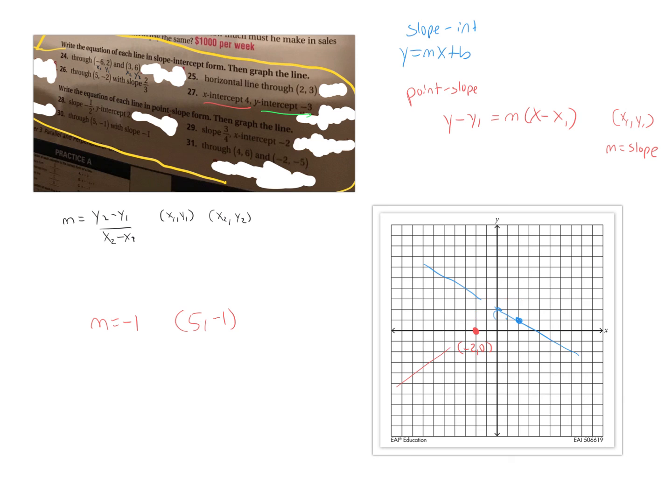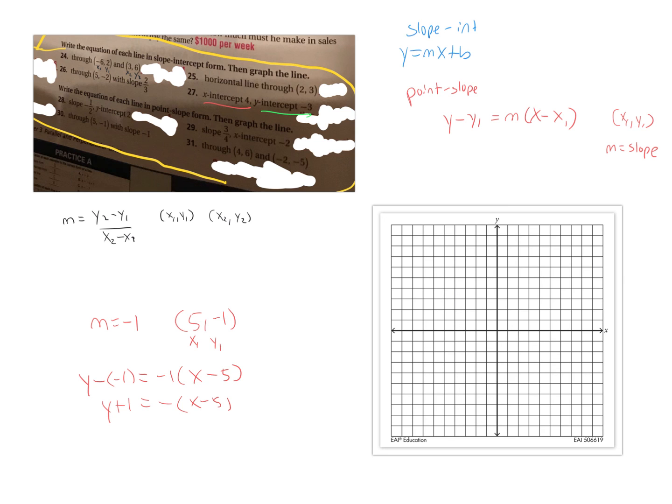Therefore, we could very easily plug that information into the point-slope form. So let's do it. We'll call this one x1, y1. So we're looking at y minus y1, which is really just negative 1, equals the slope, which is negative 1, times x minus x1, which is 5. So we have y plus 1 equals negative (x minus 5).